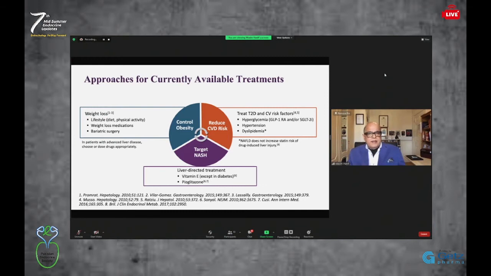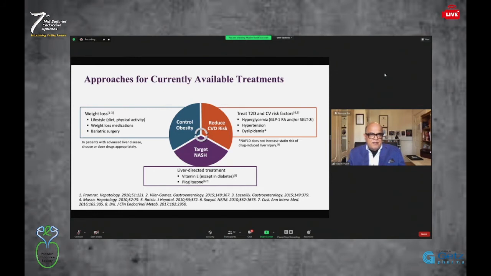Now, in terms of reducing cardiovascular risk, because again, this is something that's going to kill more of our patients than progression to liver cirrhosis, there is the element of treating type 2 diabetes along with cardiovascular risk factors, looking at hypoglycemia and agents that can perhaps reduce your cardiovascular outcomes like GLP-1 receptor agonists or SGLT2 inhibitors, management of hypertension and dyslipidemia.